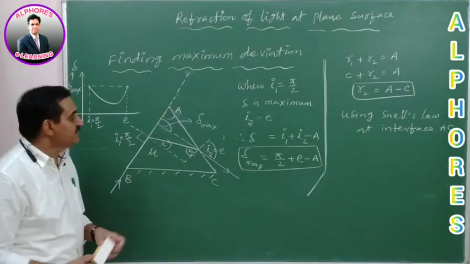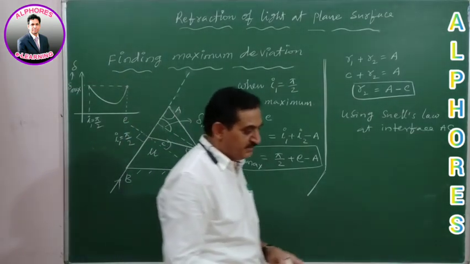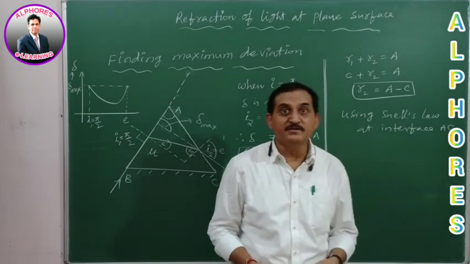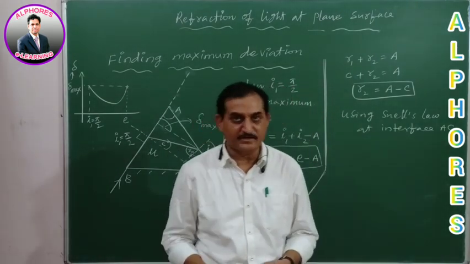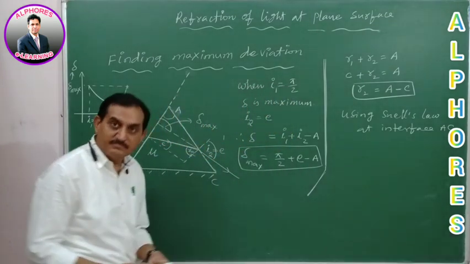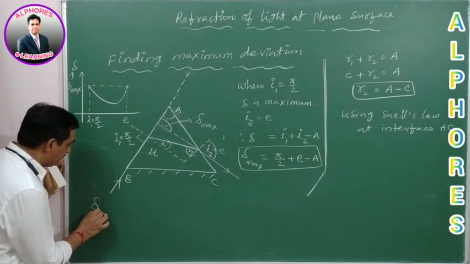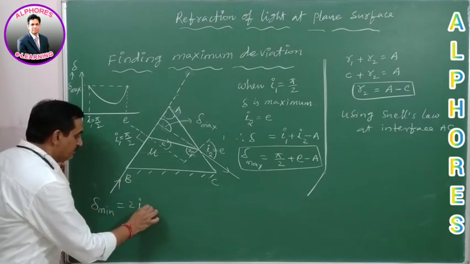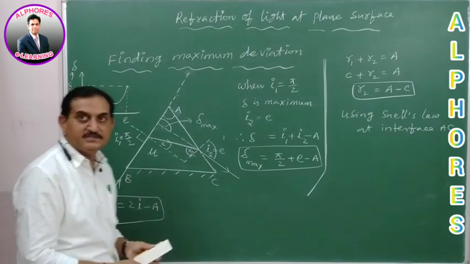So far, we discussed the refractive index of the material of the prism and the minimum deviation, calculated in the derivation of finding the refractive index of the prism's material medium and minimum deviation from the graph. We calculated that the minimum deviation is equal to 2i minus A. This is the formula for minimum deviation.